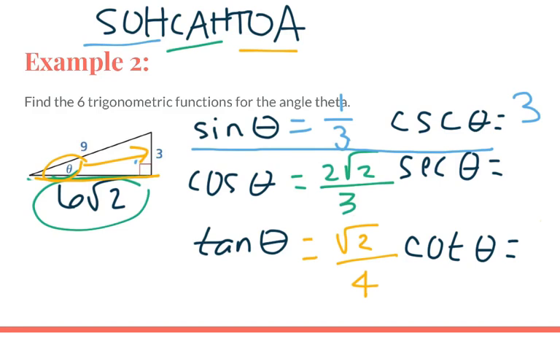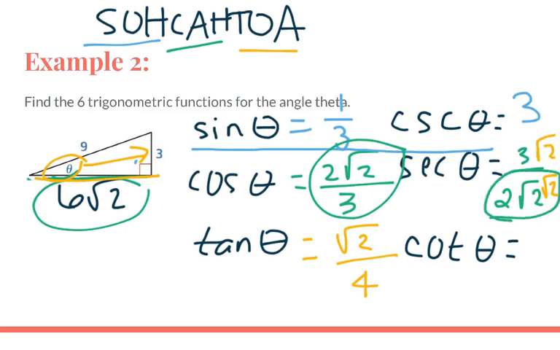Secant would be, if I flip this, 3 over 2 root 2. And that's correct, but I do need to rationalize the denominator because I can't have a square root in the bottom. So let's multiply both top and bottom by square root 2. And in the bottom, this gives me 4. So let me erase that and write 4. And now that I no longer have a square root in the denominator, I'm good to go.